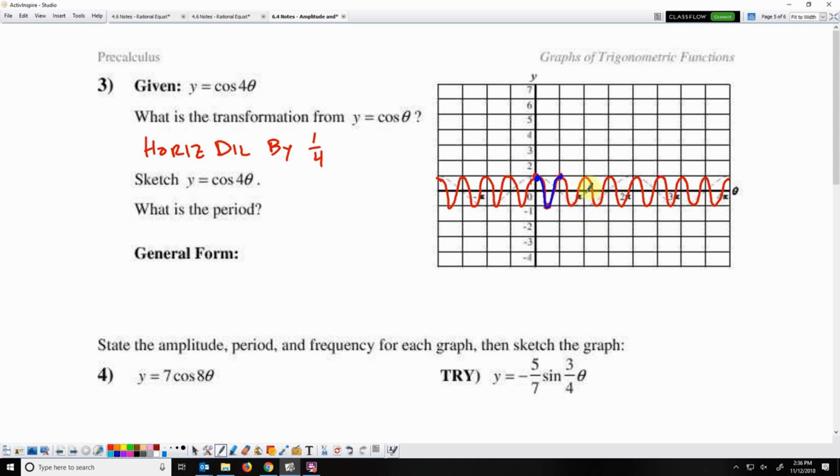Okay, so if all the way over to here is pi, then this is 1/2 pi. So my cycle goes from 0 to 1/2 pi, or pi over 2. So the period is pi over 2.